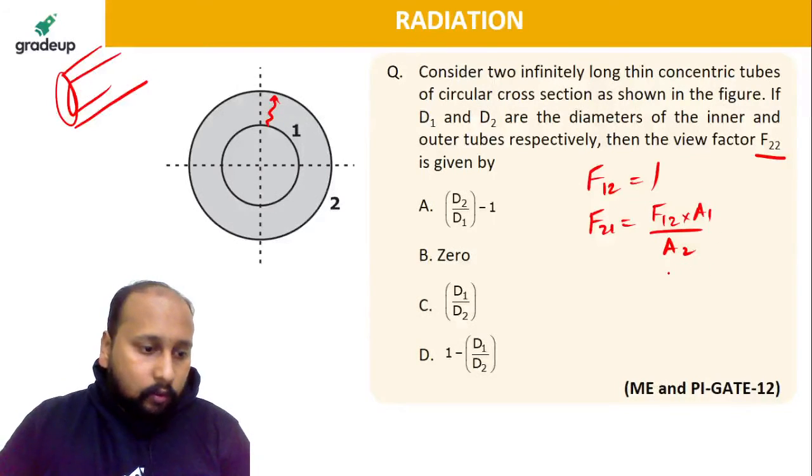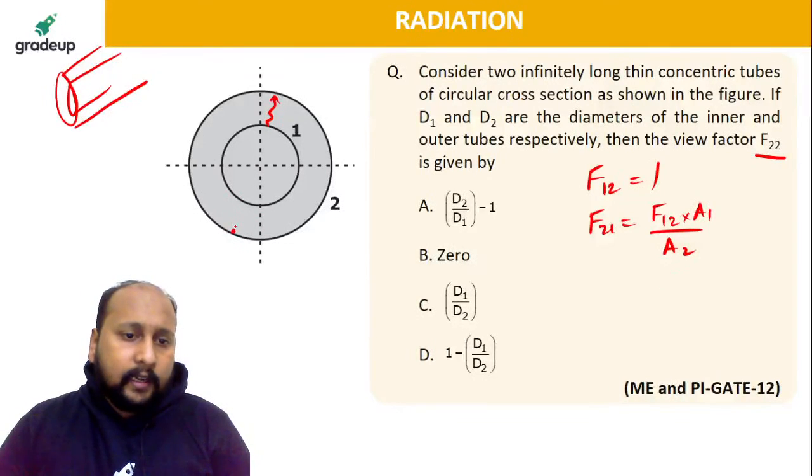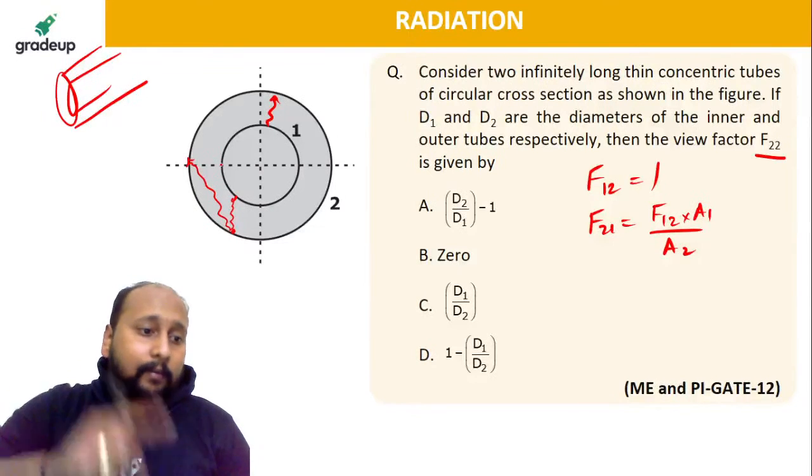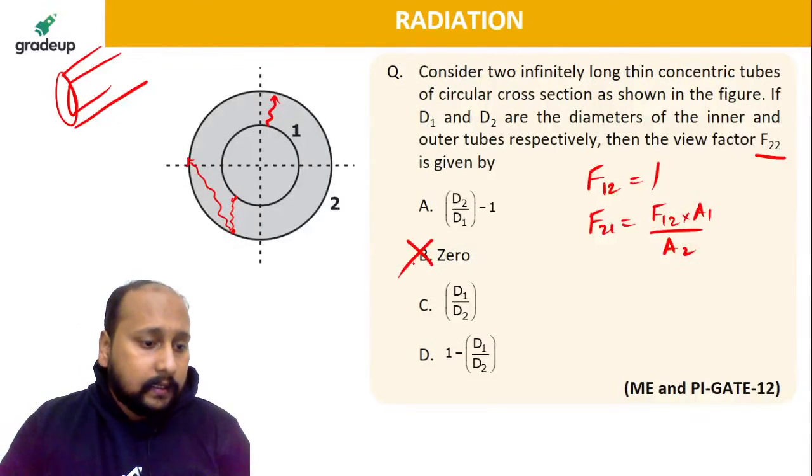I'm getting a mix of answers. Someone is saying 0. It won't be 0, because definitely, if I take a point on the inner surface, it will have radiation in all directions, so it will be hitting its own surface. So definitely B is not the answer.